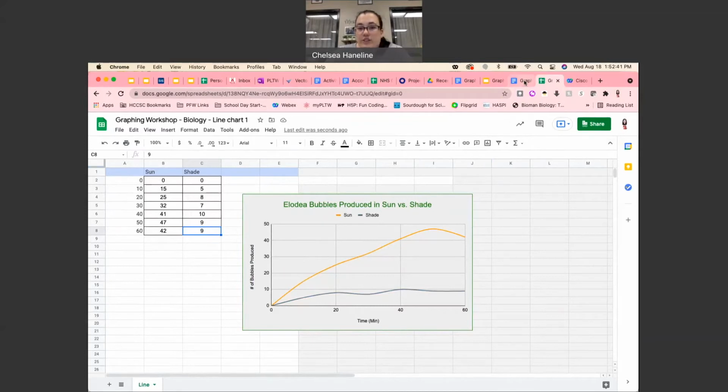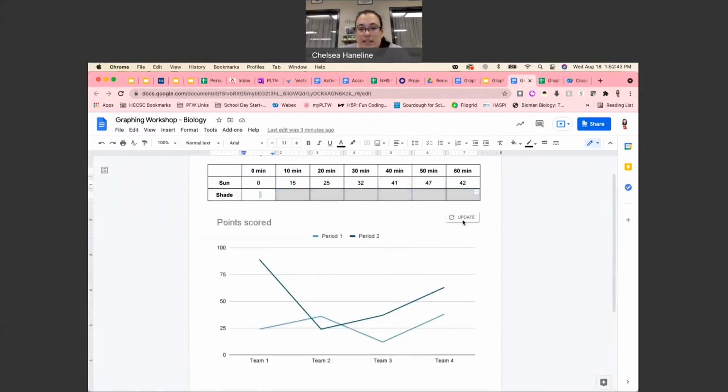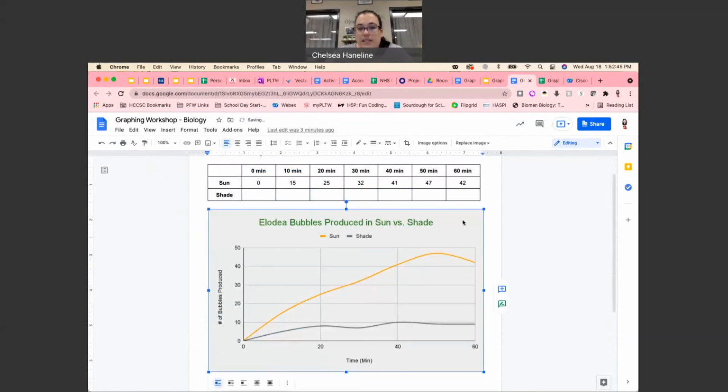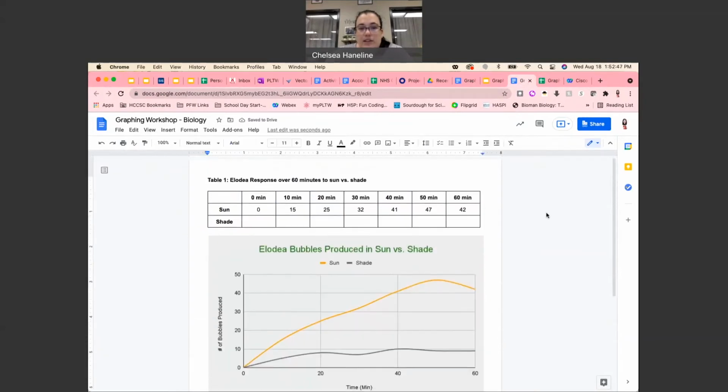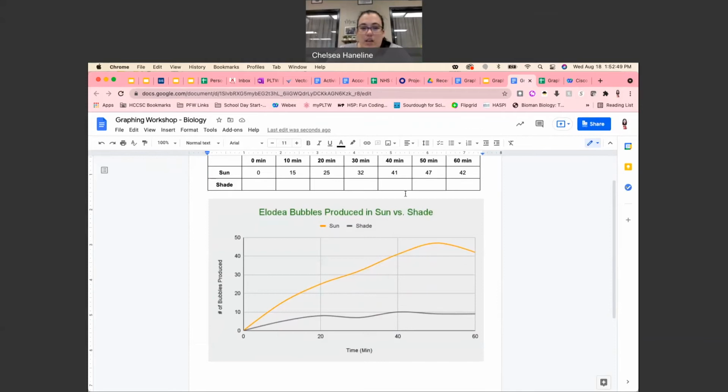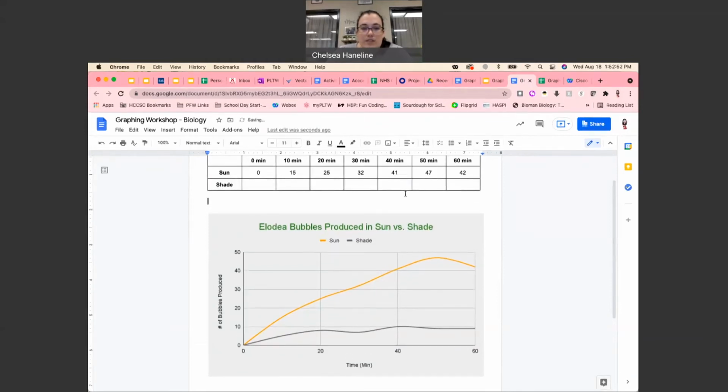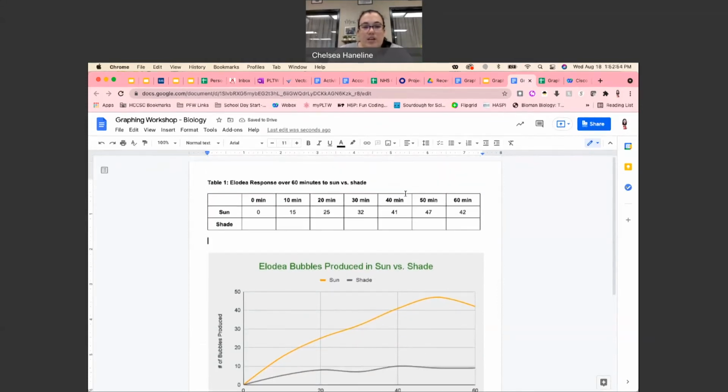So now when you go back to your Google Doc, if you hit update, it updates the graph, and now it looks like a very nice graph. Graphs also need titles. So we would title this Graph 1, Elodea bubbles produced in sun versus shade. We're going to bold that as well. So that is how we graph in Google Docs or in Excel.